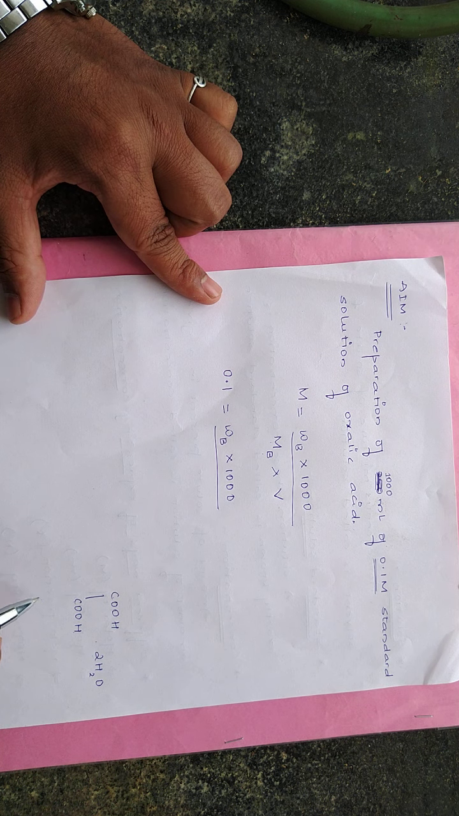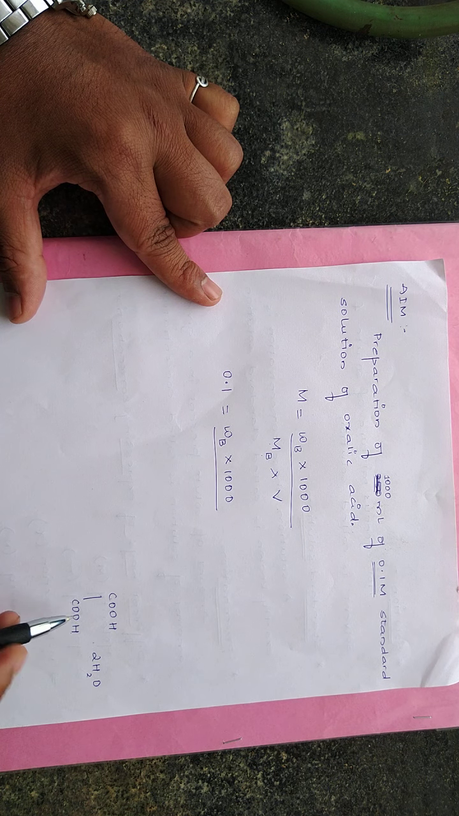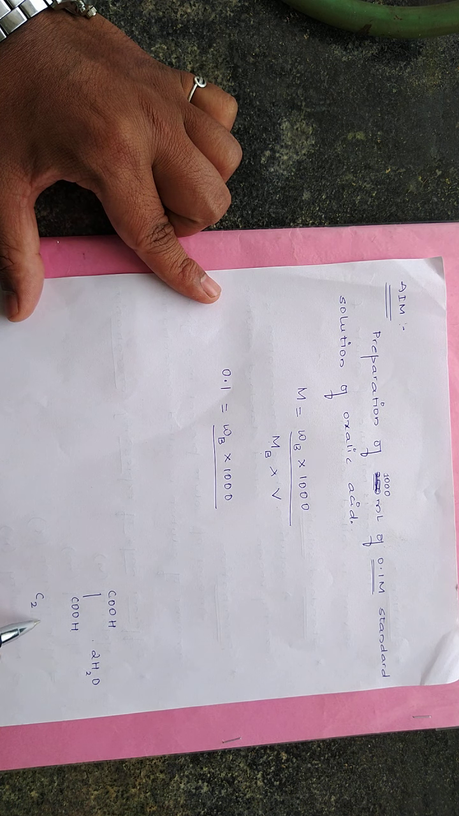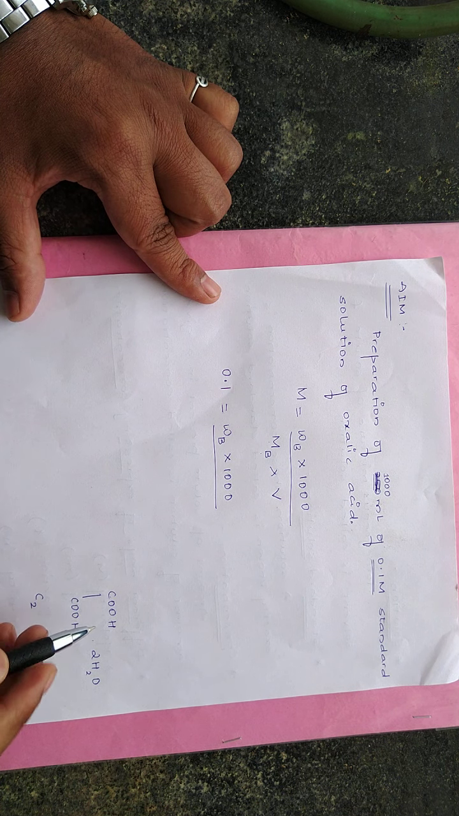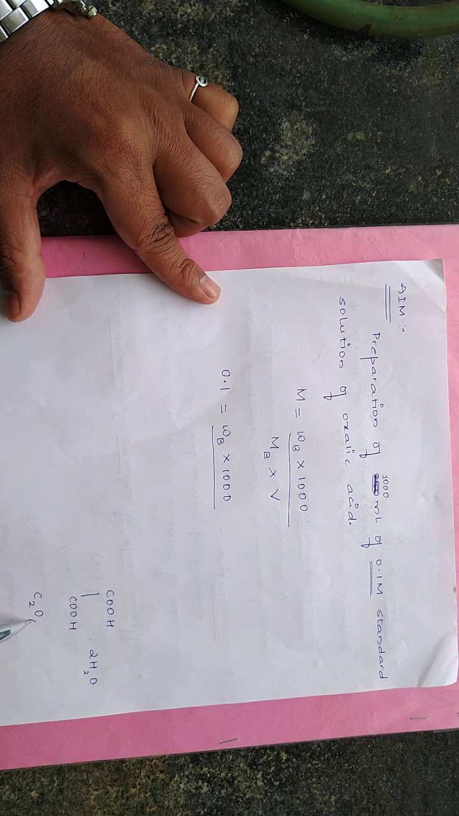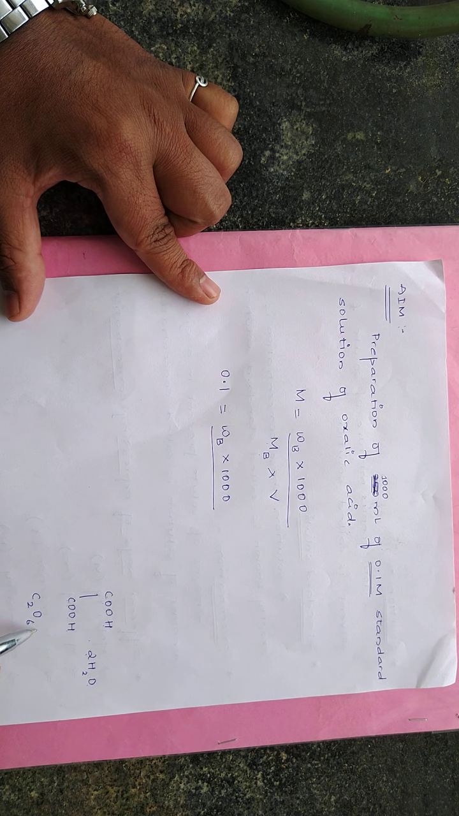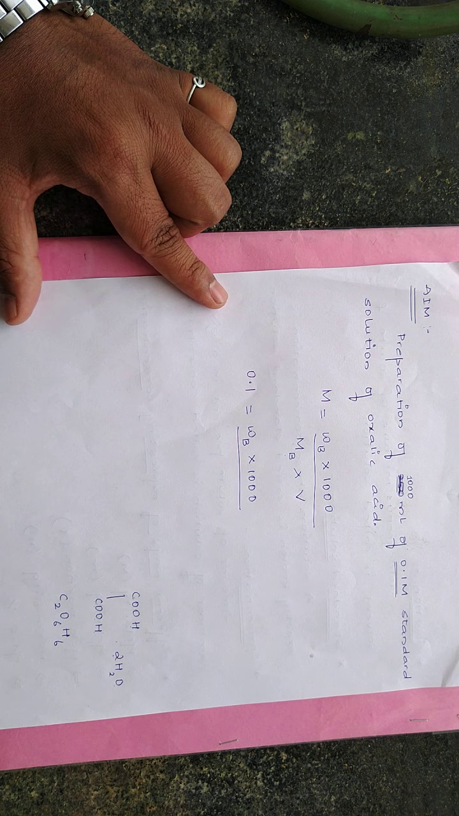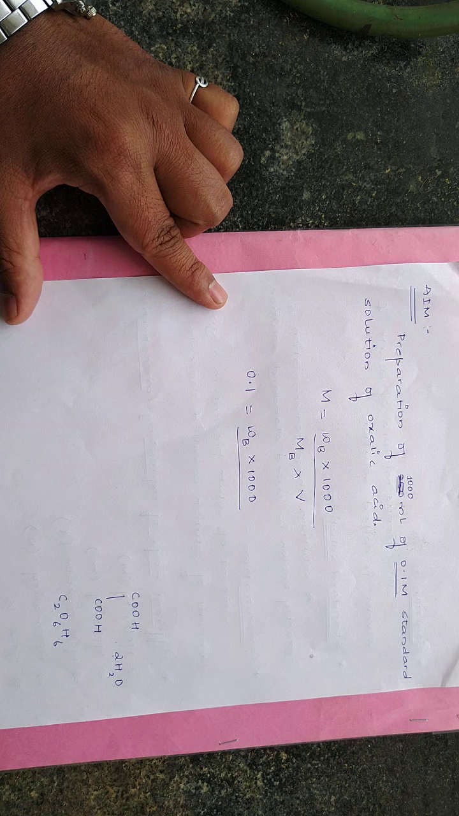If I write the compressed molecular formula for this, you can see that in the given structure there are 2 carbon atoms. Oxygen, you can see here 1, 2, 3, 4, and here 2, so totally 6 oxygen atoms, and hydrogen is here 4, 5, 6. So this is the compressed molecular formula for oxalic acid dihydrate.